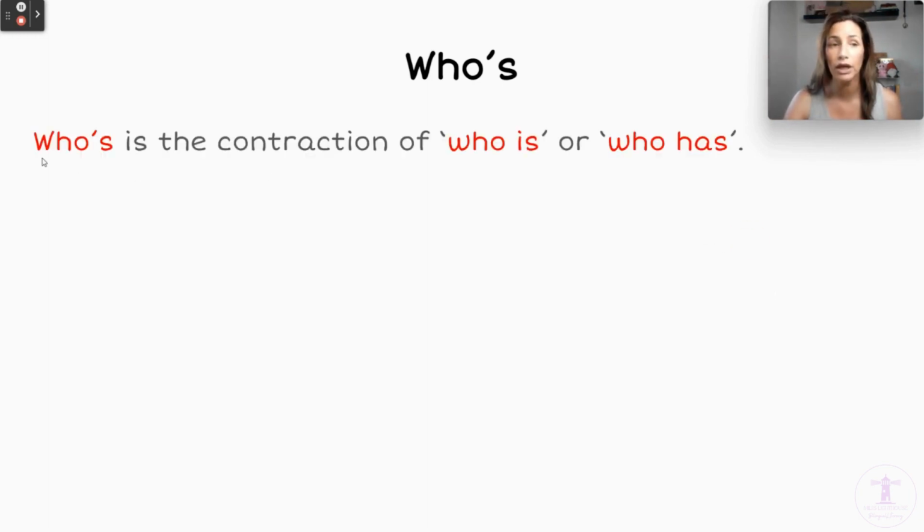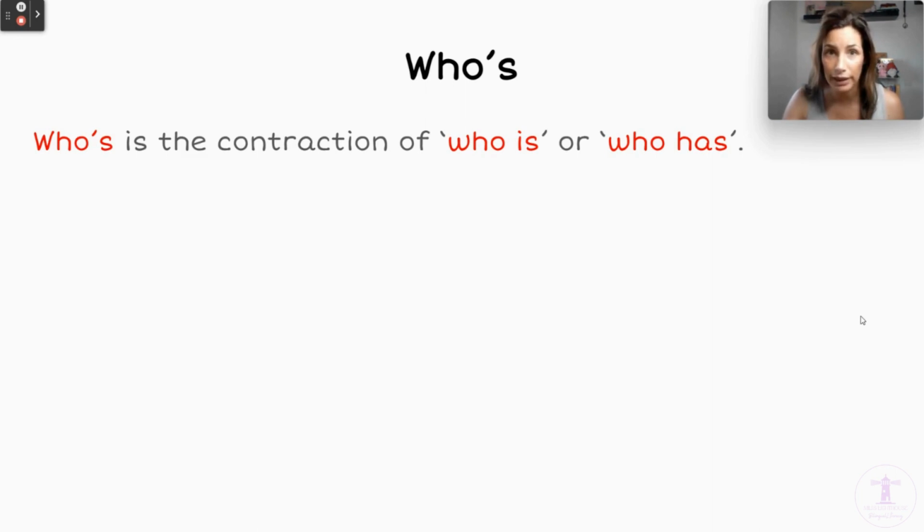The first one is this word right here, who's. And right away you can see that this word has an apostrophe. And when it has an apostrophe, in this case, we can see that it's a contraction. It's made from two words, who is or who has. Let's take a closer look. So who's, when it's written this way, is the contraction of who is or who has.